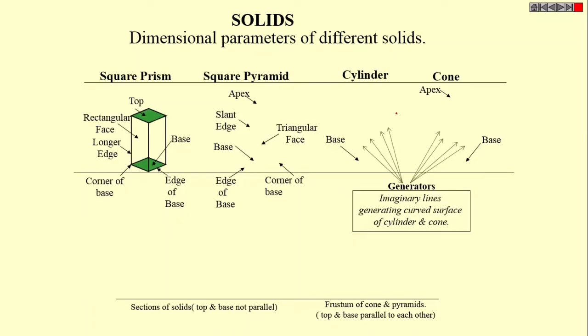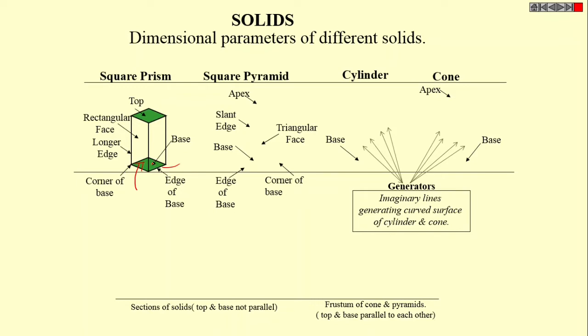Then the different dimensional parameters of different solids. First one, square prism. Here this part is bottom face, and this part is known as top face. Then rectangular faces. The side faces are rectangular shape, and those faces are known as rectangular faces. Then this height is known as longer edge, and this small edge is known as edge of the base, and this corner is known as corner of the base.